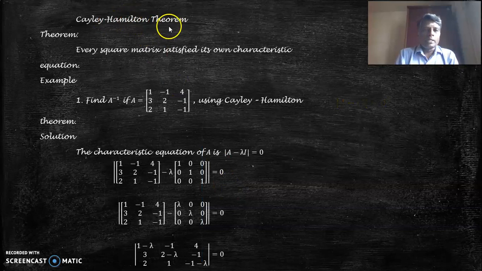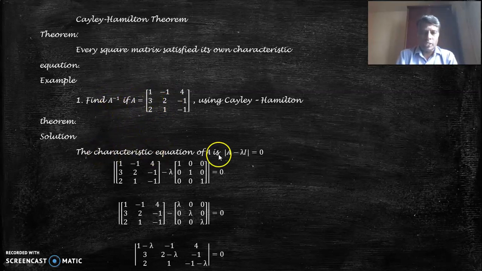Next, the Cayley-Hamilton theorem. The theorem states that every square matrix satisfies its own characteristic equation. This is the Cayley-Hamilton theorem. This is very useful for finding the inverse of the given square matrix. So they give the matrix A: 1 minus 1 4, 3 2 minus 1, 2 1 minus 1. This is also a square matrix with order 3. Now we find the inverse of the matrix A.